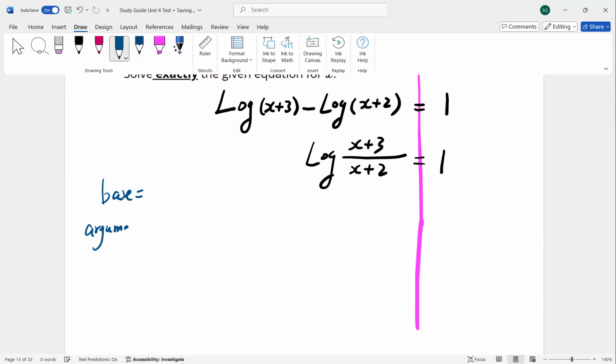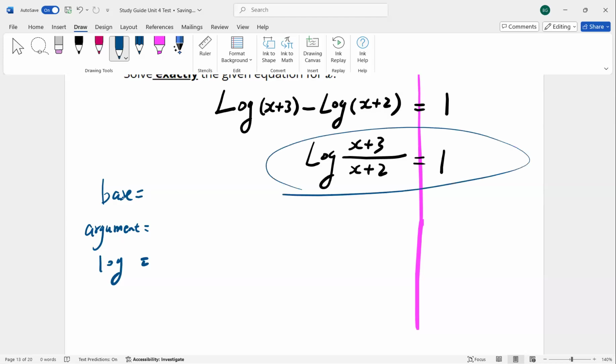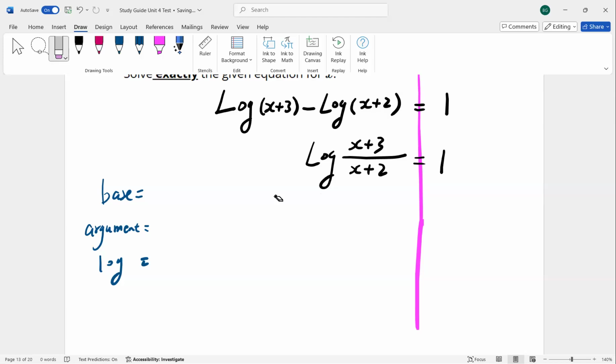All right, and then we are going to identify the base, argument, and log from this equation because the equation is in log form. Base is 10. Argument is x plus 3 all over x plus 2. Log is 1. So to convert, we use base 10 raised to the power 1 equals the argument x plus 3 over x plus 2.